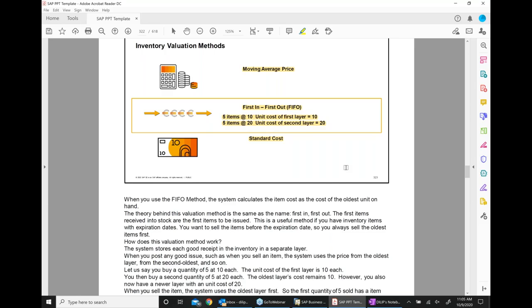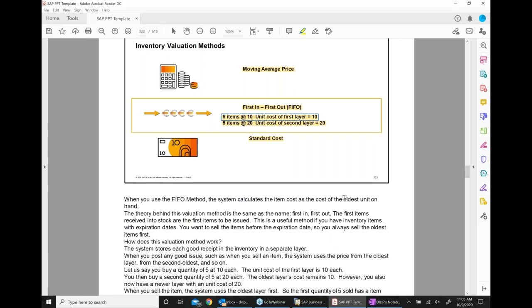So, first in, first out. Now, why does the system want to recognize that? Because it is first in, first out, the system keeps track. Layer 1 was for $10 or 10 rupees. Layer 2 is for $20 per piece. So two layers, two different prices. And because this is FIFO, when I'm doing a goods issue, the system first takes the first layer. When the first layer is exhausted, then it goes to the second layer, then the third layer, then the fourth layer. That is why it is called first in, first out.